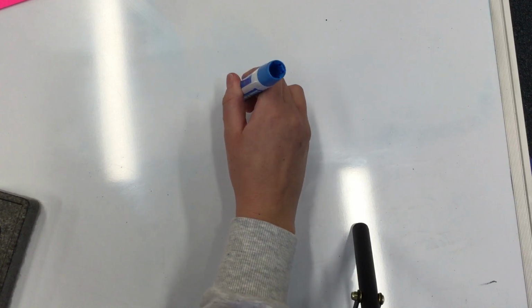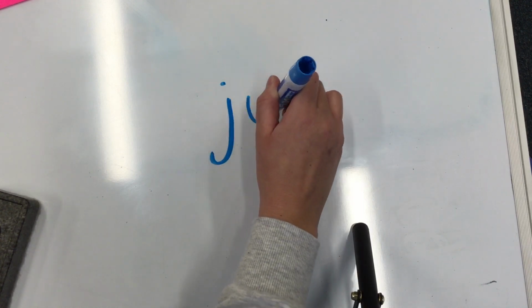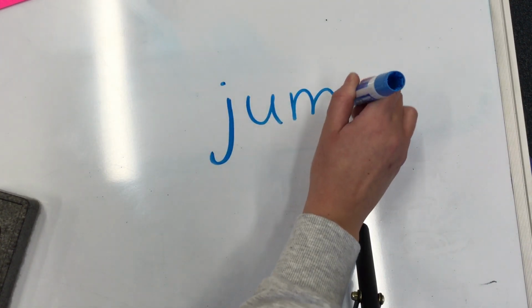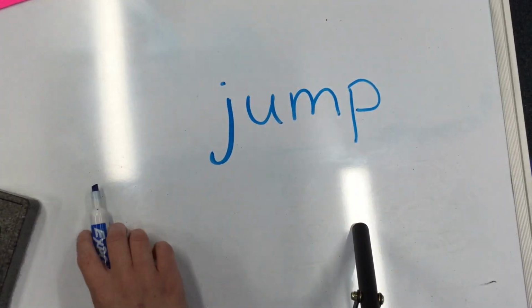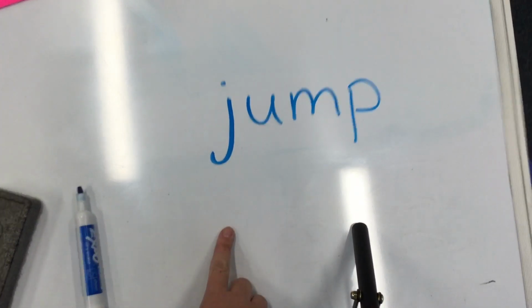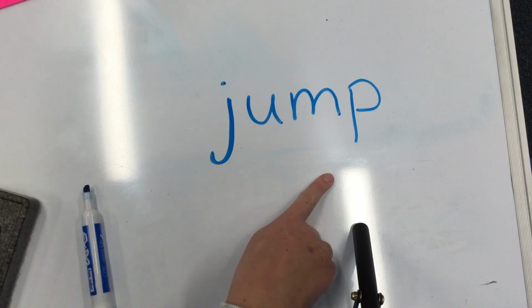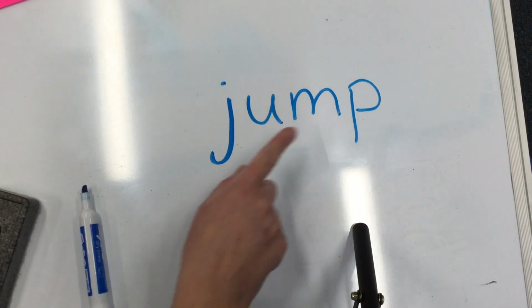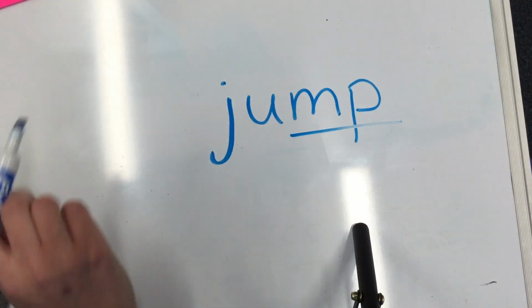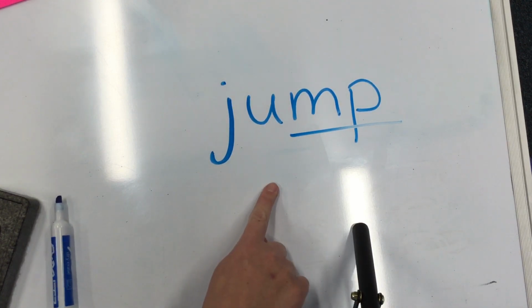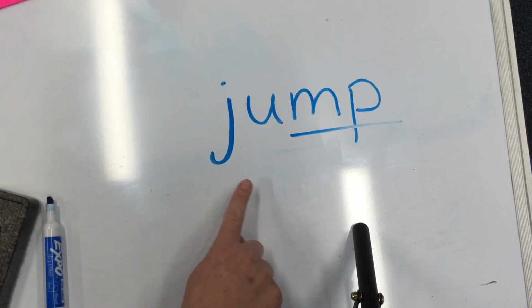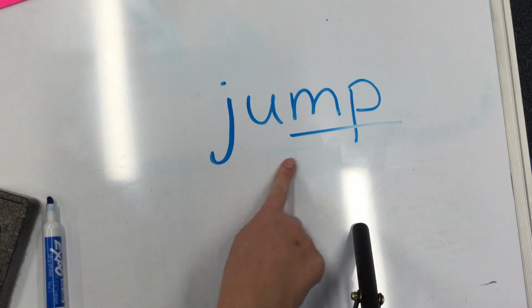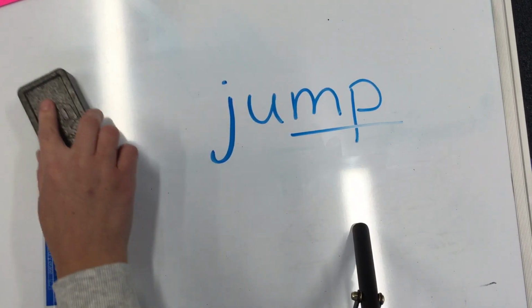Okay, let's do this one. I'm going to change my consonant blend. It's not going to be st anymore. Let's look at MP. Let's look at each individual sound. J, m, p. Okay, now let's blend these two together. Ready? J, m. Now let's read the whole word. Jump.